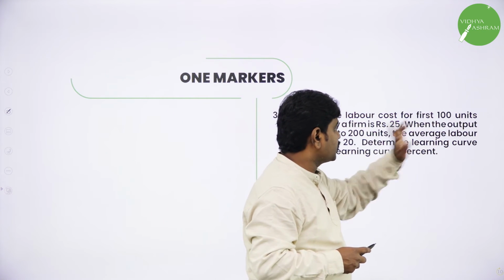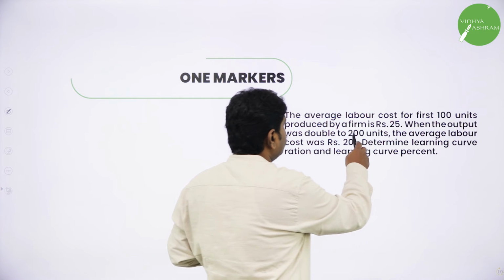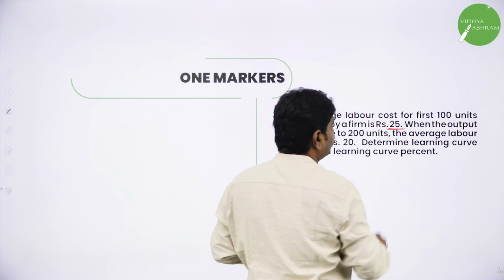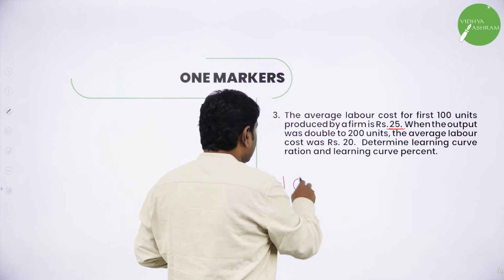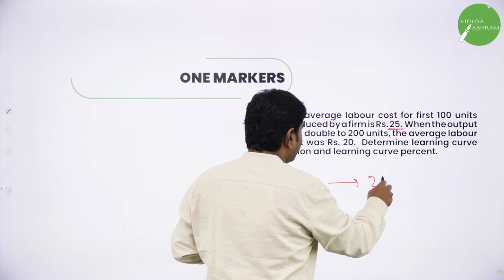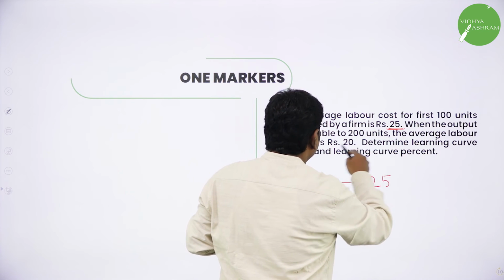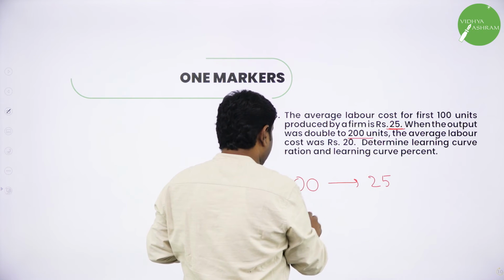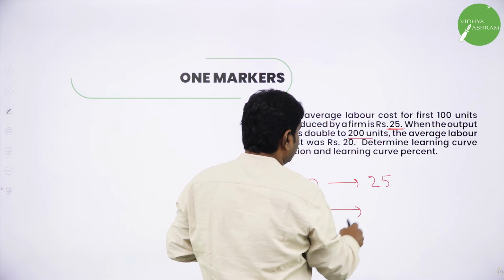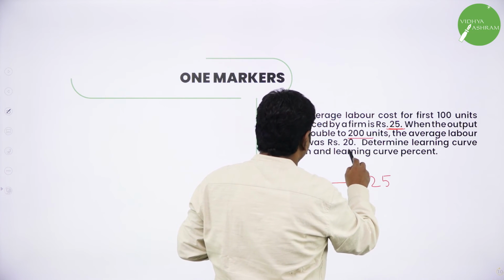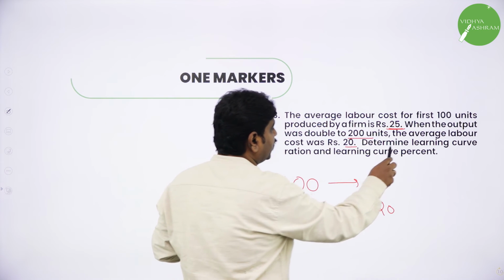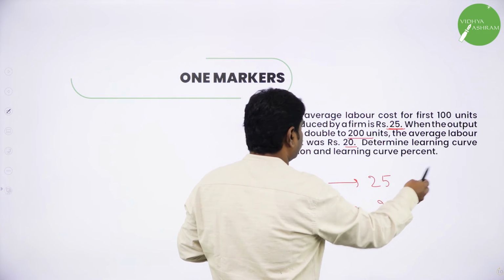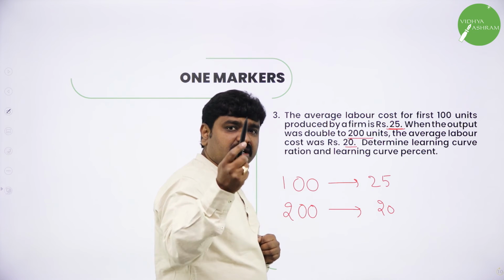Average labor cost of the first 100 units produced by a firm is 25 rupees. For 100 units, they gave 25 rupees. When the output is doubled to 200 units, the average labor cost became 20 rupees. Then determine the learning curve ratio.